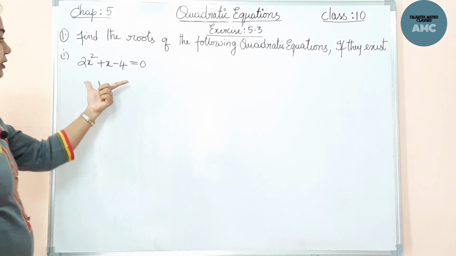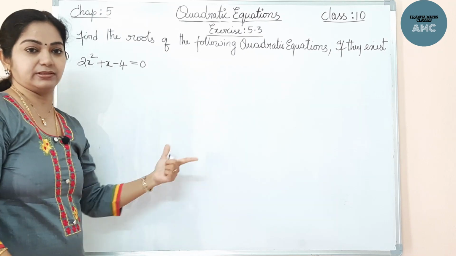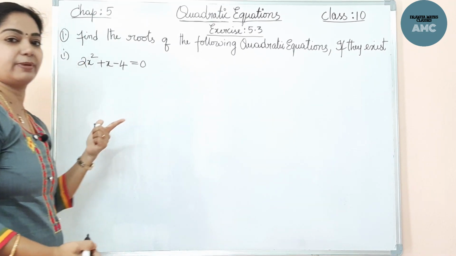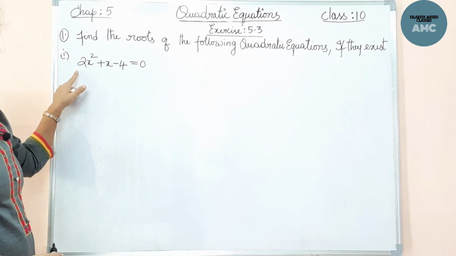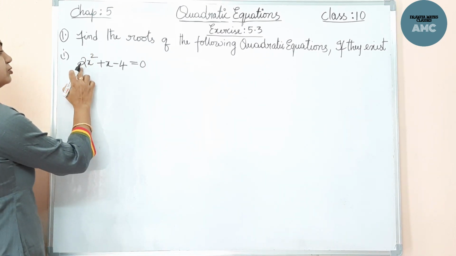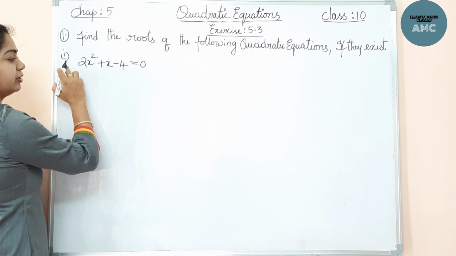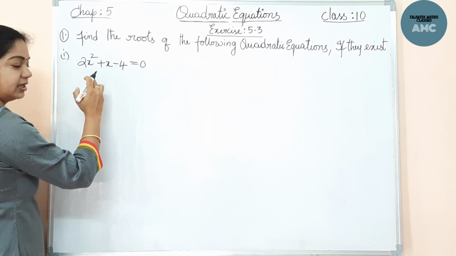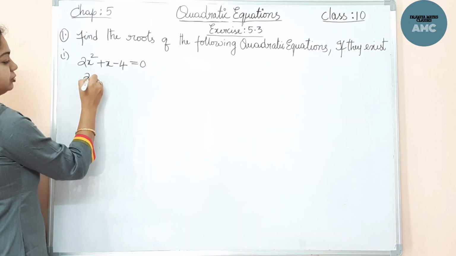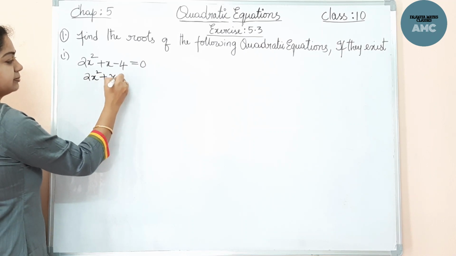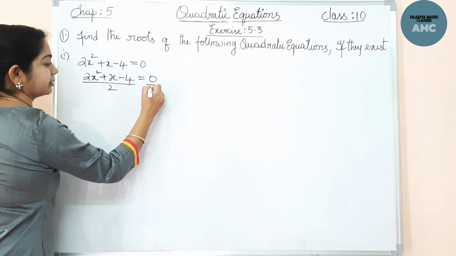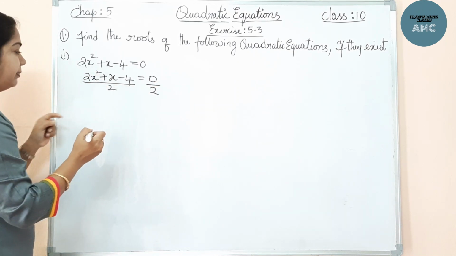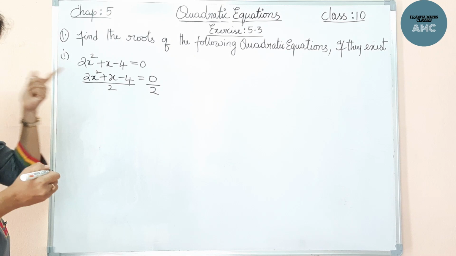Now, we will be doing it using the completing square method. The first step in the completing square method is that we have to make the x square coefficient equal to 1. So, this is 2. If you want to make it 1, you have to divide throughout both sides by 2. So, 2x square plus x minus 4 equal to 0, both sides I am dividing by 2. Why am I dividing? To make the x square coefficient 1. That is the first step.